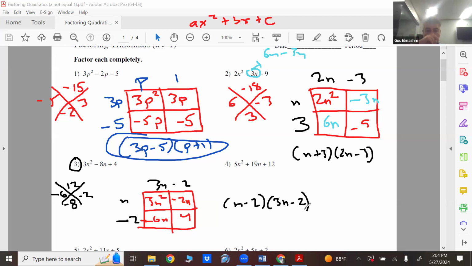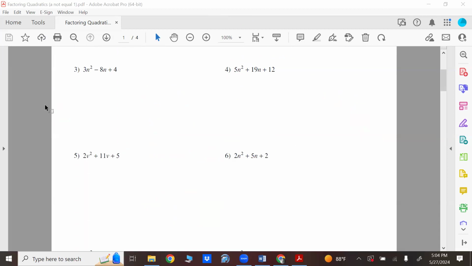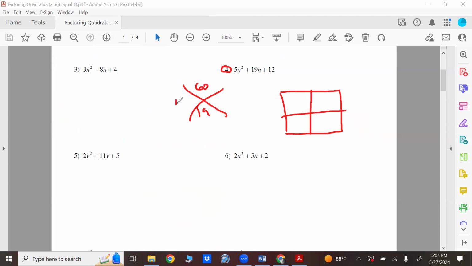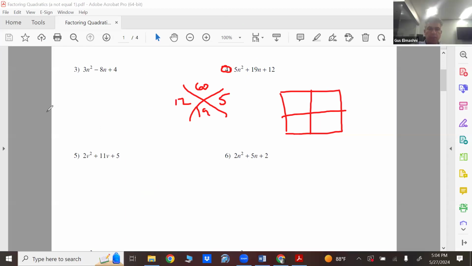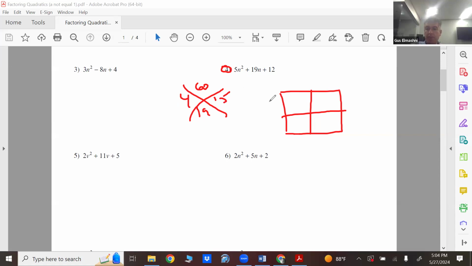So cool. Okay. Well, go try 4 on your own. Can you just format it for me, just put the little diamond? It's just 12 and 5. No, that's not right. Actually, nothing works here. Hold on. Wait. No, 15 and 4. Yeah, 60 has so many factors.